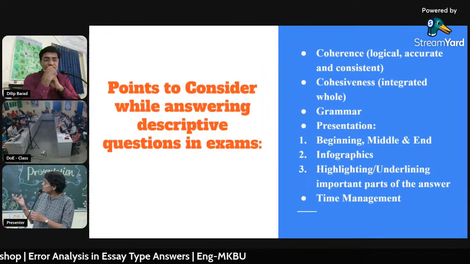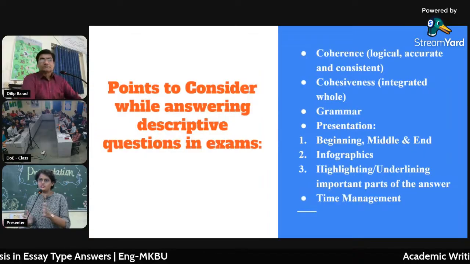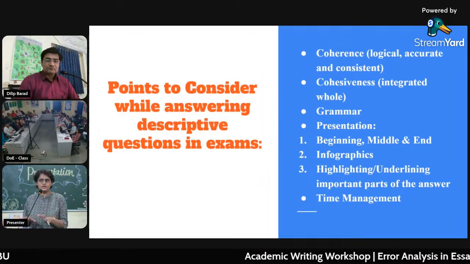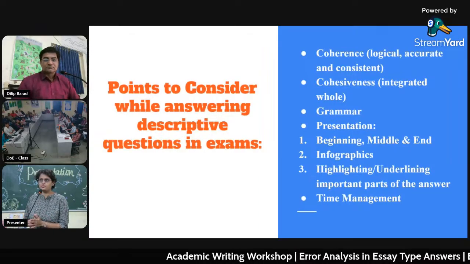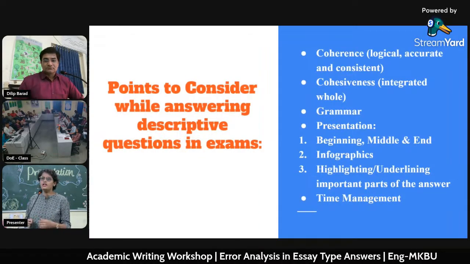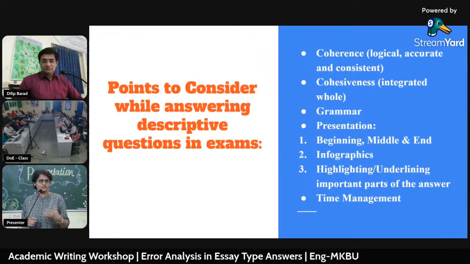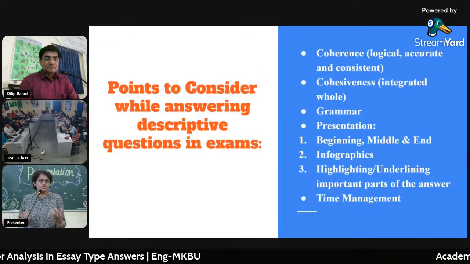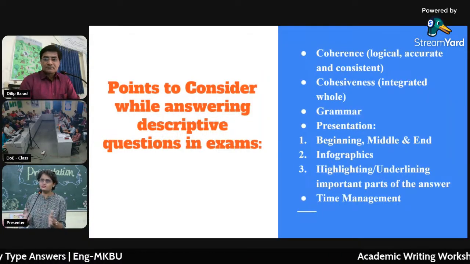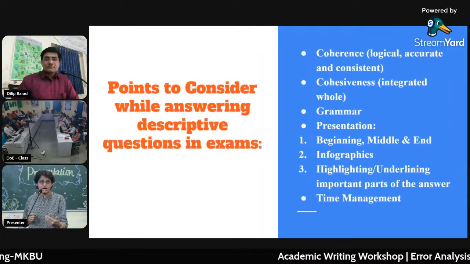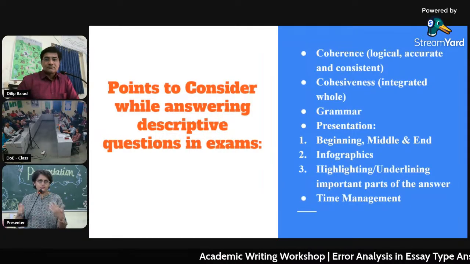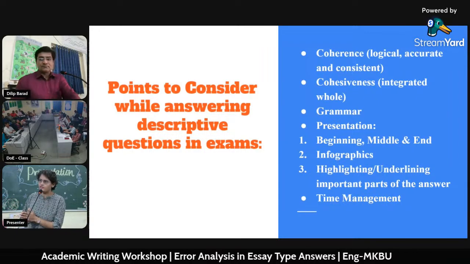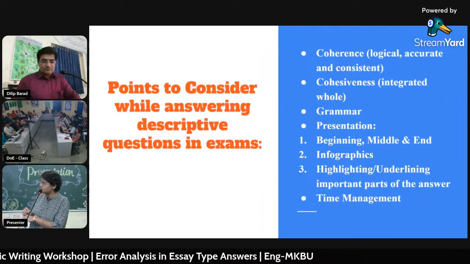The first one was coherence, that is logical sequencing of thoughts. There you move from introduction to the major discussion of the points and then towards a conclusion. And that is where our concern was that previous semester, a lot of students were making mistakes in coherence, and that is the logical sequencing of the answer, which now has improved. So I'll come back to that, how it has improved. But for now, this was the first point of our concern in the previous academic term.